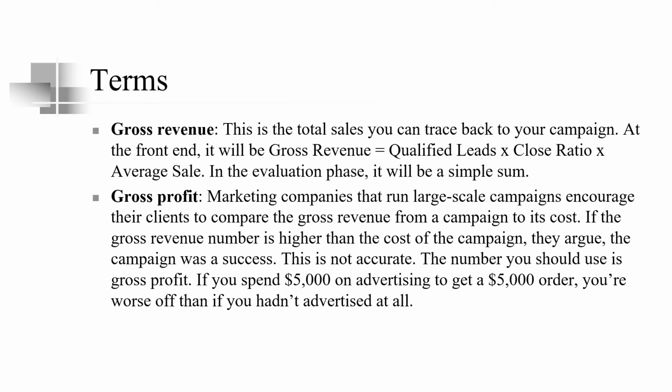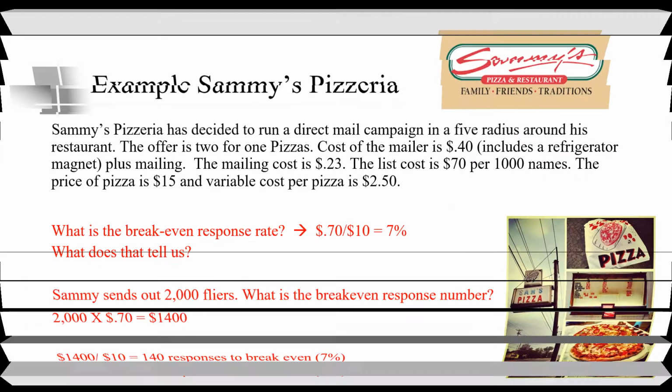Gross revenue. These are, of course, the total sales you can trace back to your campaign. At the front end, of course, it's gross revenues. At the evaluation phase, it might be a more simple sum, and we'll go through some of that idea later on. Gross profit. Lots of companies run large-scale campaigns, and so the gross profit is simply the revenues minus the actual cost of the goods sold, all figured out and added together. This does not include the advertising costs.